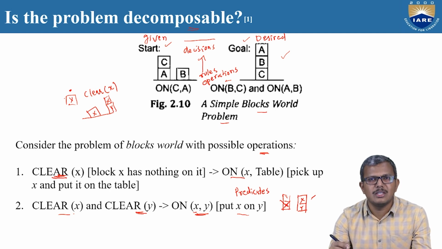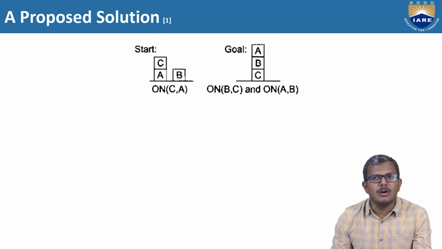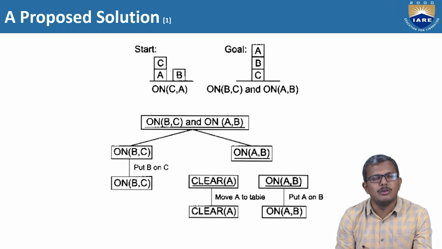So first of all we need to understand whether this blocks world problem is decomposable or not. If it is decomposable, then afterwards we need to understand what are the possible operations we can apply on that one. So let us try to see first whether it is decomposable or not. I am taking the same given state and the desired state. We are trying to decompose this problem into two sub problems.